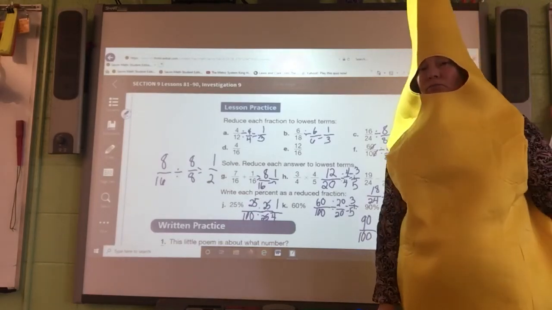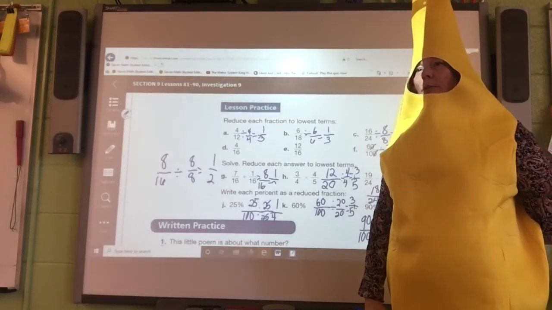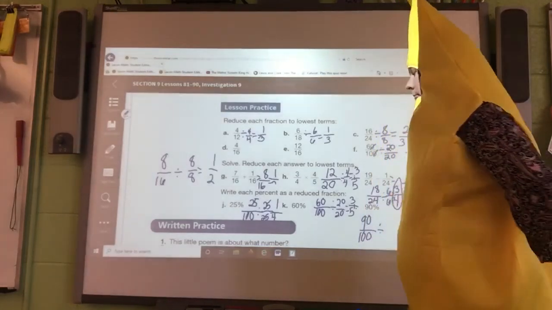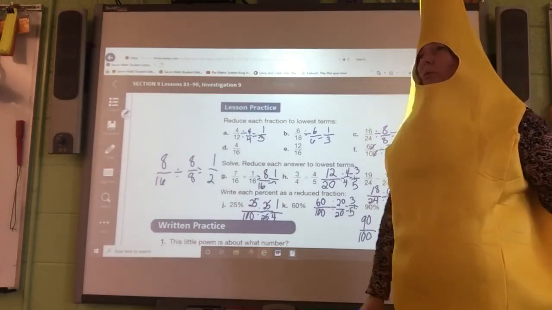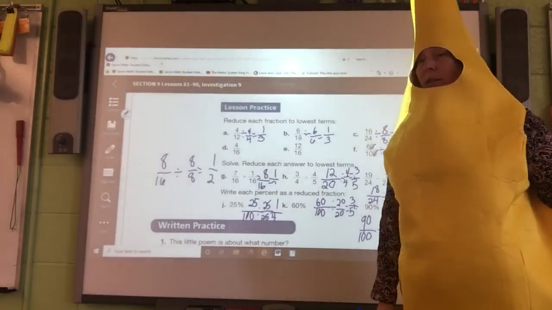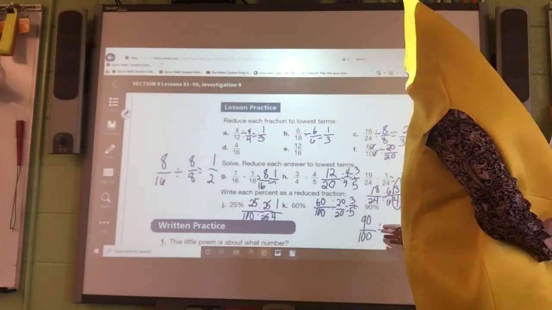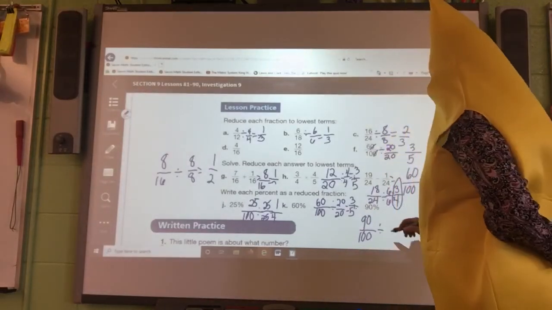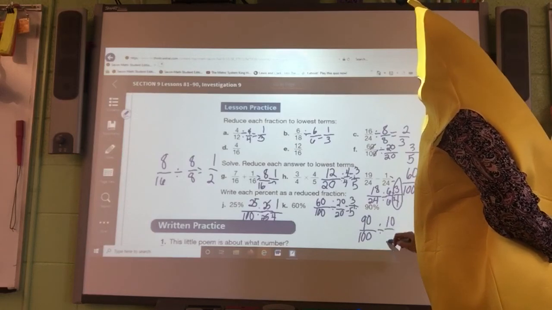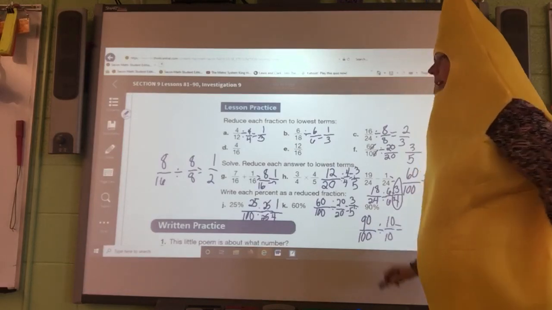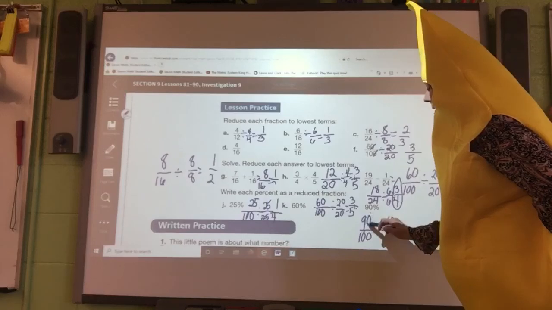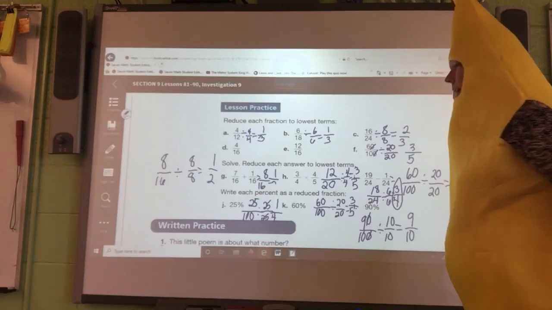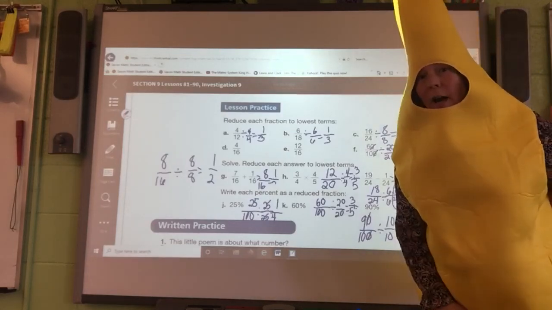Guess what? 2 goes into only the 100. Doesn't go into 90 evenly. 3 goes into the 90, but not the 100. 4 only goes into the 100. I'm going to jump to 10. These both can be divided by 10. And when I look at 90 over 100, I know that if I took these zeros off, it would just be 9/10 as a reduced fraction.